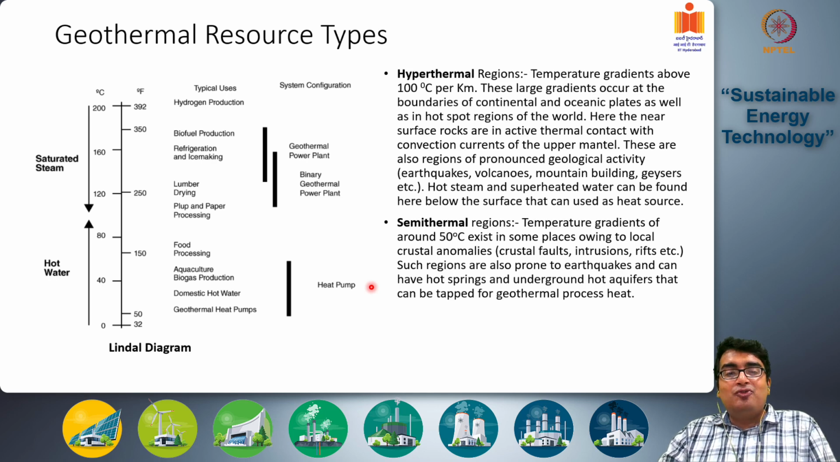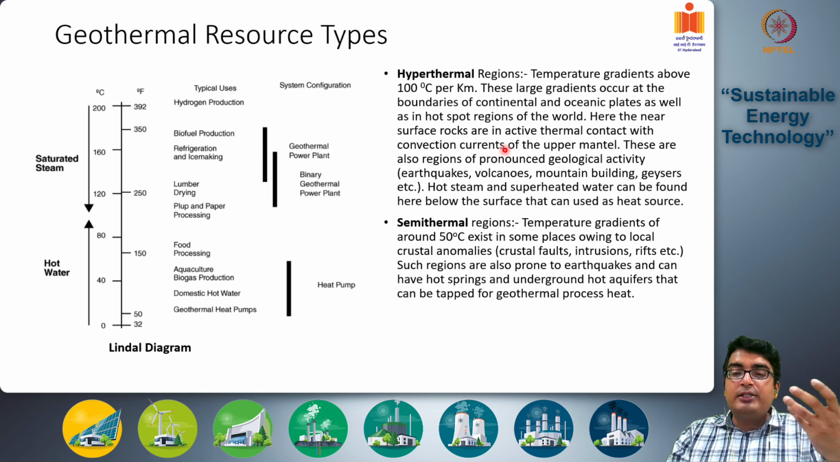So this brings us to the geothermal resource types. Geothermal resources can be separated into two types: hyperthermal regions and semi-thermal regions. Hyperthermal regions are regions where temperature gradients of over 100 degrees centigrade per kilometer exist. These large gradients occur at the boundaries of continental and oceanic plates, as well as hotspot regions of the world where mantle plumes, hot molten rocks from the mantle, kind of rise up and thin the crust on either side.